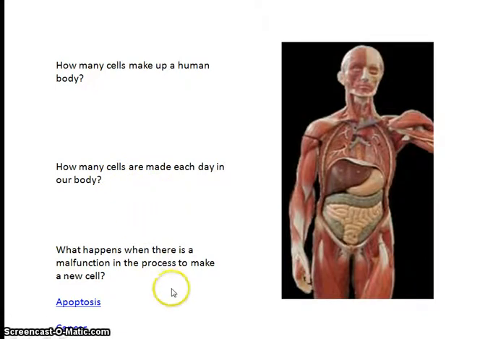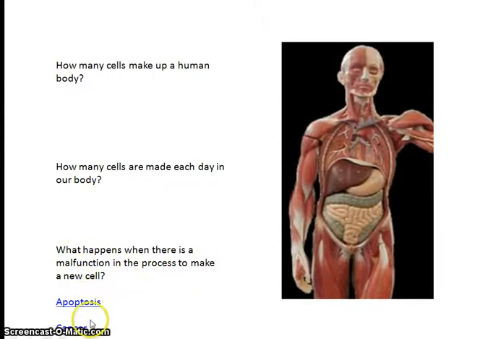So what happens when there's a malfunction in the process to make a new cell? If you think about it, there are billions of cells being made every day, so there's going to have to be some malfunctions. And the answer is apoptosis, which is in your textbook, and it's a programmed cell death. The cell actually detects damage inside of the cell, therefore it's going to separate itself from the cell and looks like it boils and disintegrates and dies. And it's just programmed cell death.